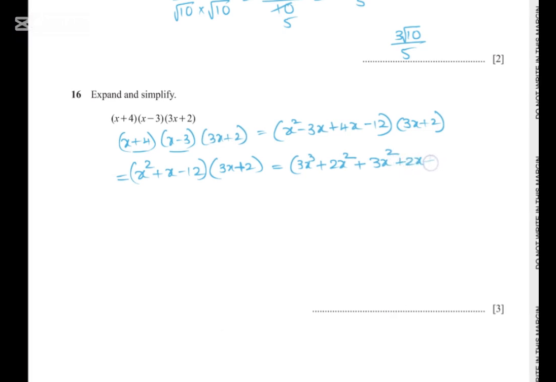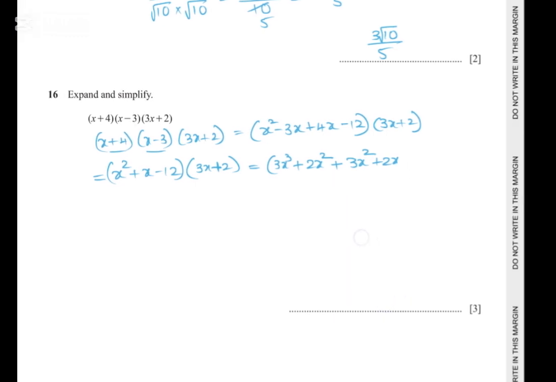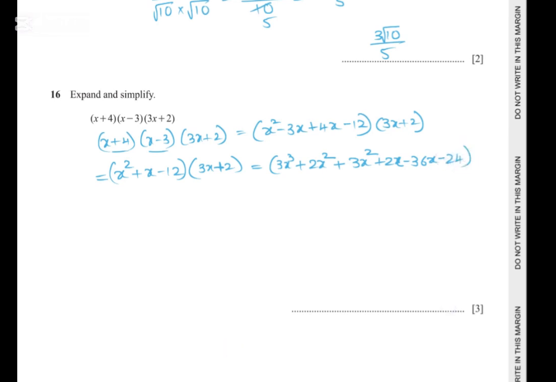Minus 12 into 3x is minus 36x. And minus 12 into 2 is minus 24. Now again take the like terms here. 3x cube is only one term. 2x square, 3x square are like terms, so 5x square. Then 2x minus 36x is minus 34x minus 24. This is the final step for this question. So write down the answer, 3x cube plus 5x square minus 34x minus 24. Question number 16 is done.